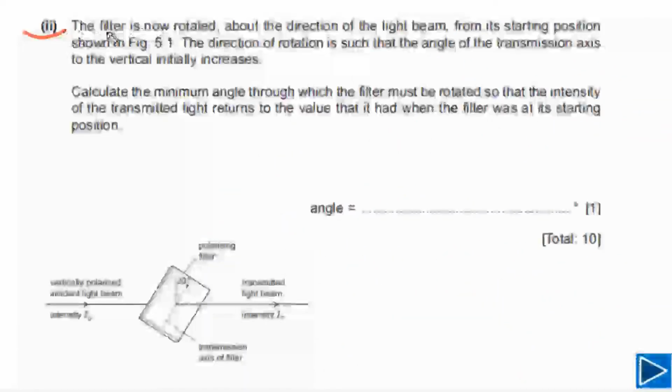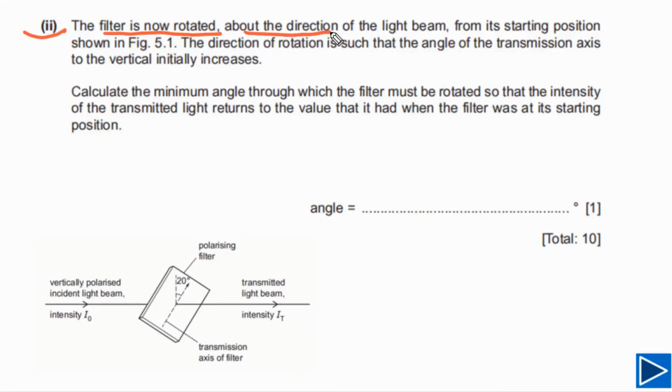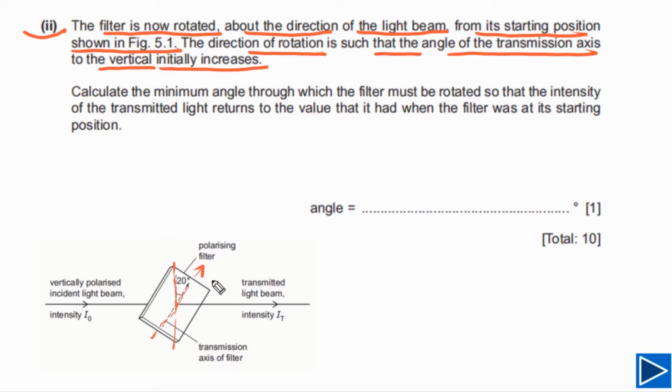For the last part, it is given to us the filter is now rotated about the direction of the light beam from its starting position as shown in figure 5.1. The direction of rotation is such that the angle of the transmission axis to the vertical initially increases. So in this case, we need to understand this is vertical and this is the transmission axis. So the angle between vertical and transmission axis has to increase initially. If we rotate this one counterclockwise, the angle between them will decrease initially, so that is not what we need to do. We have to increase the angle initially, so simply we have to rotate this one in the clockwise direction.